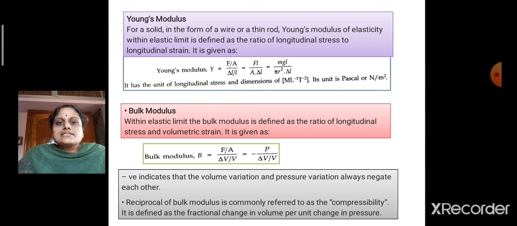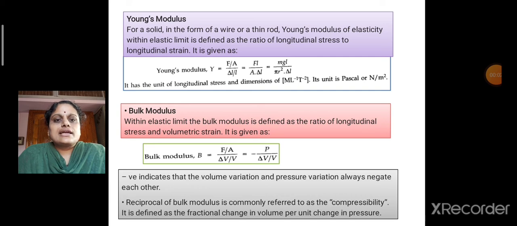Now, let us discuss the bulk modulus. Within the elastic limit, the bulk modulus is defined as the ratio of longitudinal stress to the volume strain. It is given as bulk modulus B equals F by A divided by delta V by V, which is equivalent to minus P divided by delta V by V. Here, force per unit area is replaced by pressure P.